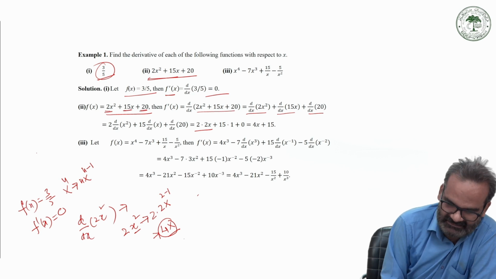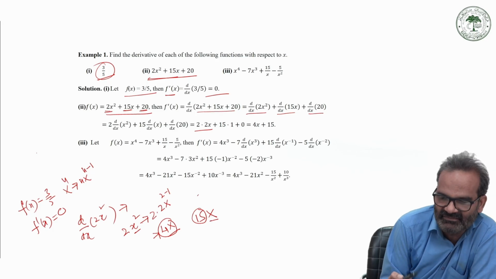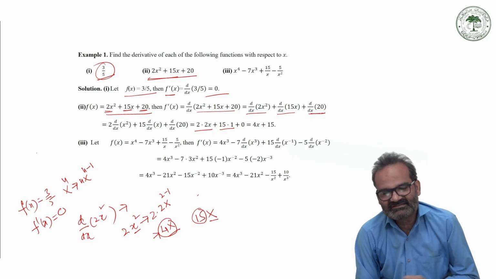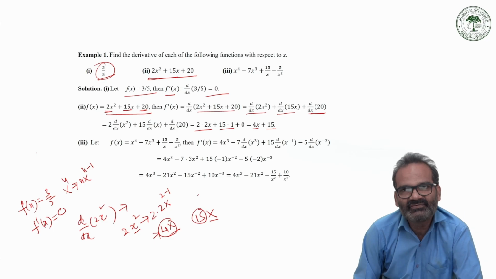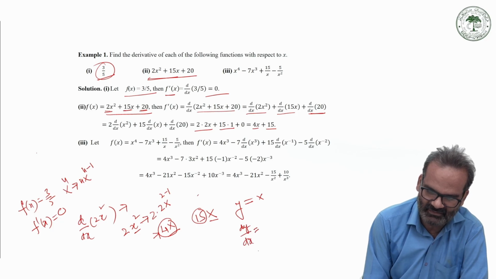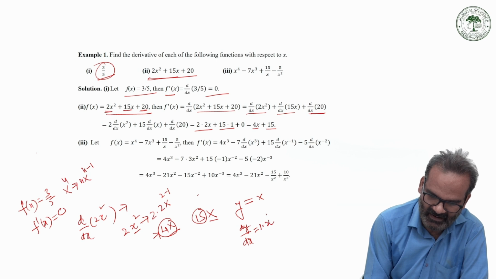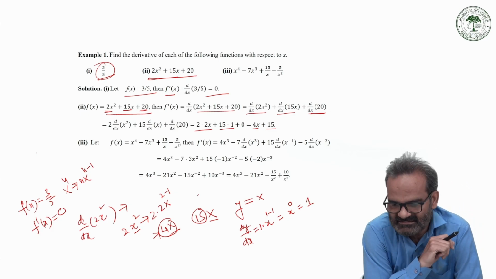Now 15x. 15 is a constant and the derivative of x is 1. So this is 15. And 20 is a constant, so the derivative of a constant is 0. So what is left? 2 into 2, 4x plus 15 into 1, that is 15. The derivative of x is 1 because, say, y is equal to x. Use the formula of x raised to the power n. dy over dx is what? x power 1, so this 1 will come here. 1 into x power 1 minus 1. So what is this? x power 0, and x power 0 is 1. That is why the derivative of x is 1.